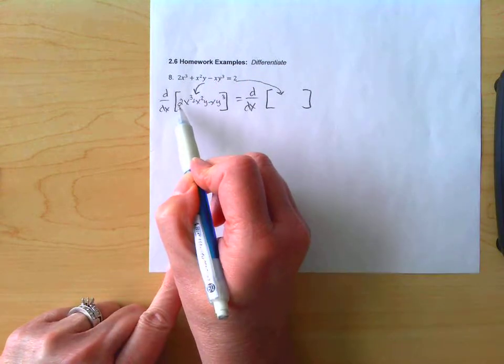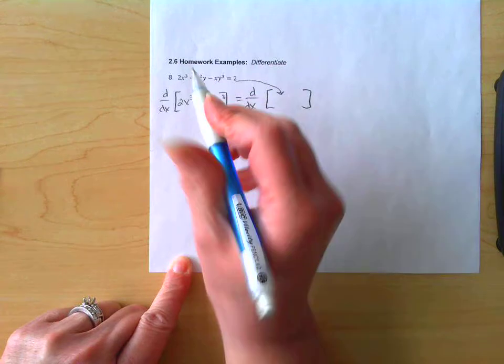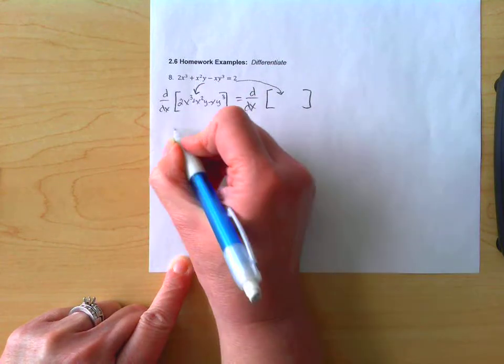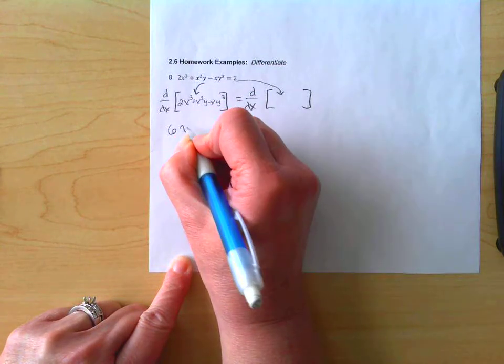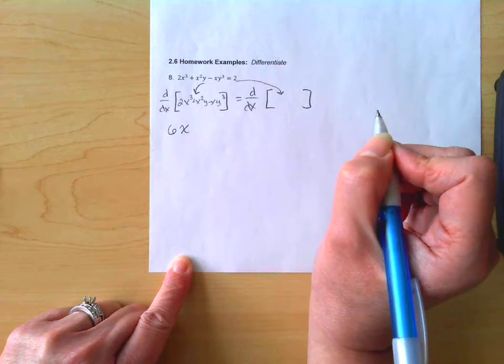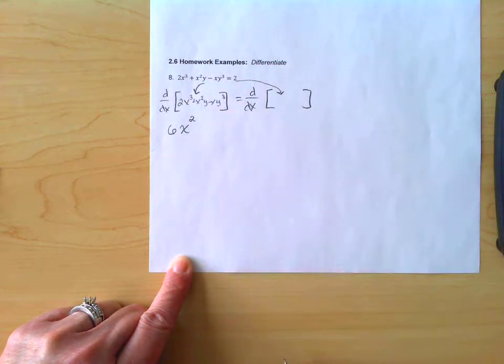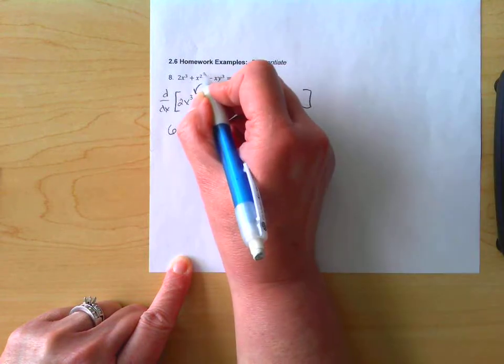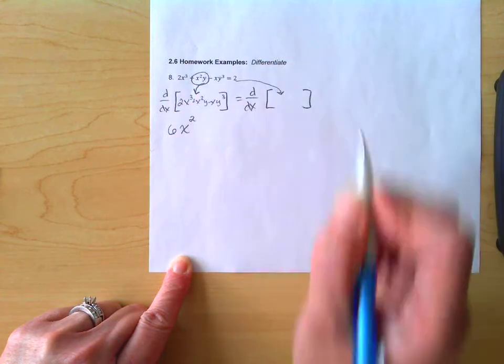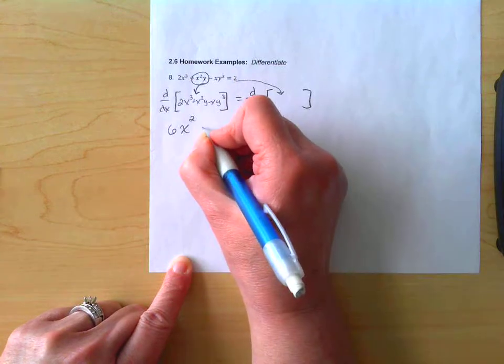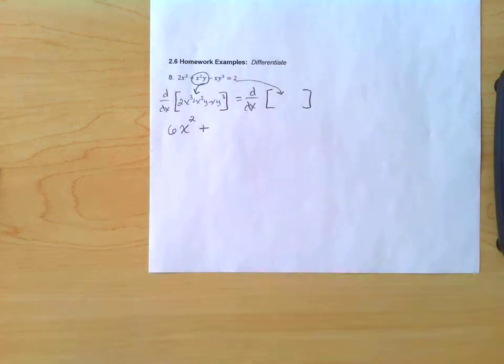We've got the derivative of 2x cubed. That's probably the easiest piece here because we're simply applying the power rule. So 3 times 2 is 6, x to the 3 minus 1, or 2. Next, I've got to do the derivative of x squared y. And this is going to require using the product rule.